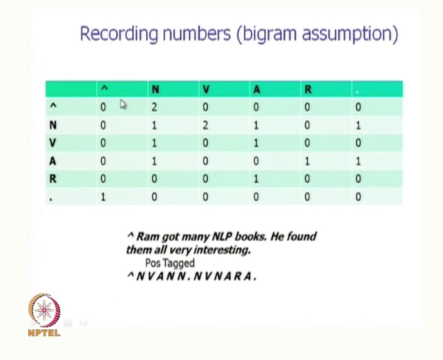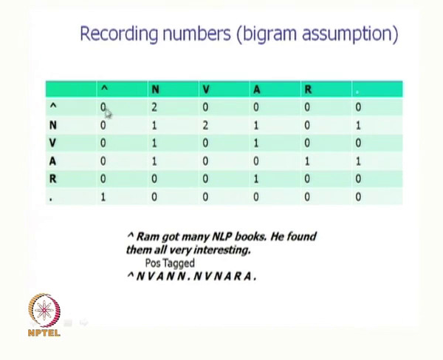So, we have the entities here which are hat, noun, verb, adjective and adverb, which are placed on these columns, 1, 2, 3, 4, 5, 6 columns. Hat is the sentence beginner, N is the noun, V is the verb, A is the adjective, R is the adverb, dot is the full stop. So, the same tags are placed on the rows: hat, noun, verb, adjective, adverb and dot. All right. So, this matrix can be used to record the bigram frequencies.